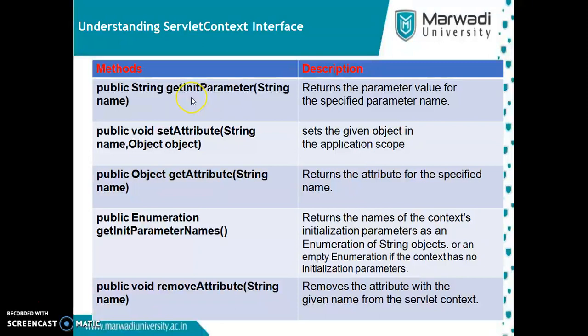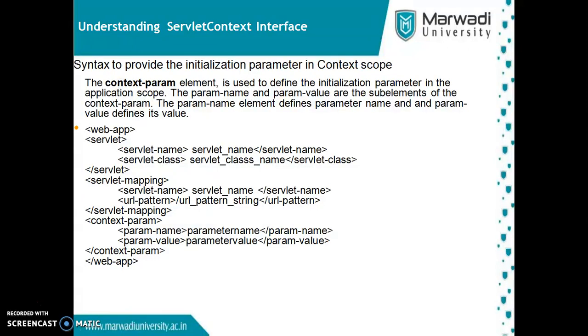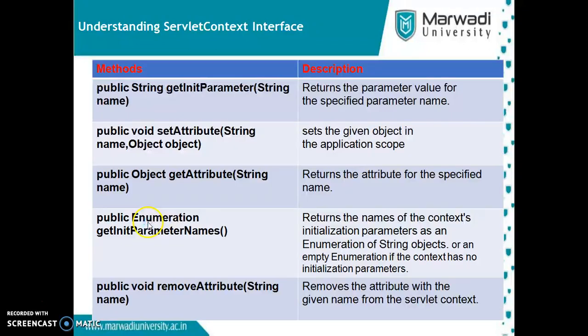Whatever methods you are going to use, getInitParameter, getAttribute, getInitParameterNames, all the values will be returned from the context param elements, right? This context param. The same methods, getInitParameter and getInitParameterNames, were available in the ServletConfig that will give you the data from the init param elements.